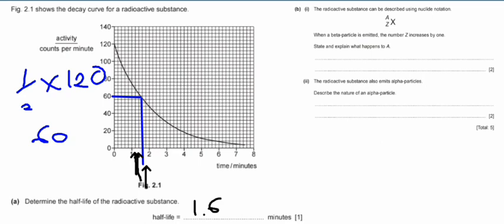When a beta particle is emitted, the number Z increases by 1. They have even indicated here: state and explain what happens to A. So what usually happens to A, like the way I was saying, A remains the same. So state: A remains constant.